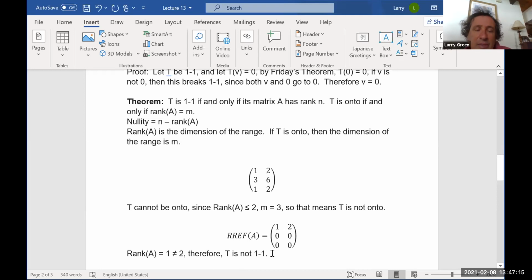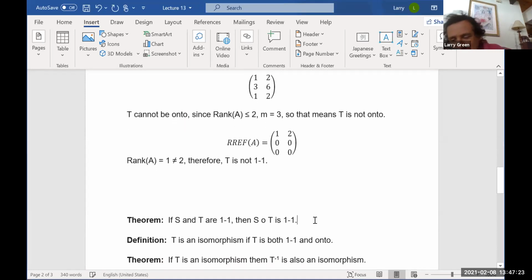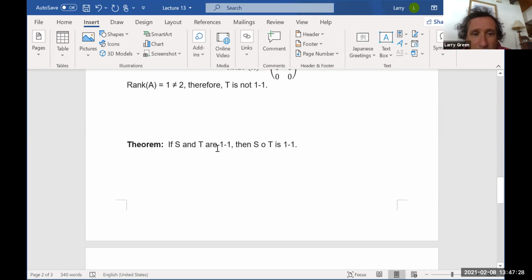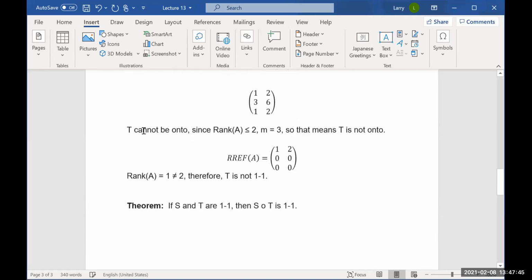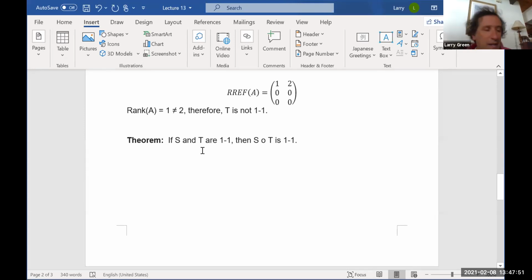Any questions on this theorem before I move to the next one? Today's kind of theorem day. So next theorem, before we get into the next definition. Okay, so if S and T are 1-to-1, then S of T is also 1-to-1. Any questions on what the statement is? So this is now looking at composition. Yeah, it's a composition.